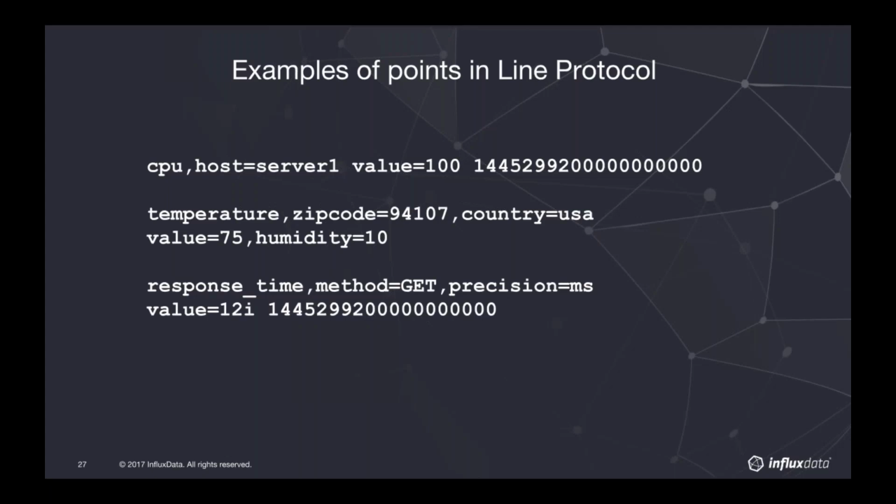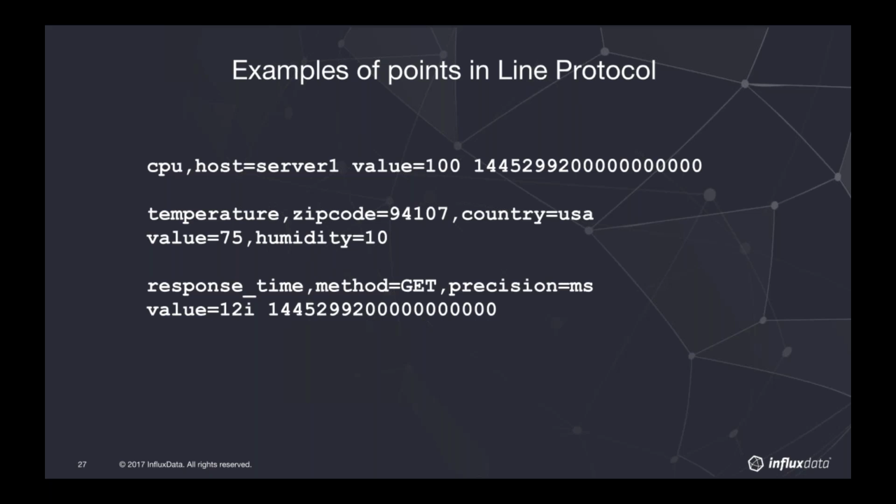Here's a couple different examples. So let's look at the middle one. You can see in this measurement we have temperature. I have two tags, zip code and country. I have two fields, which are my two different values, value and humidity.